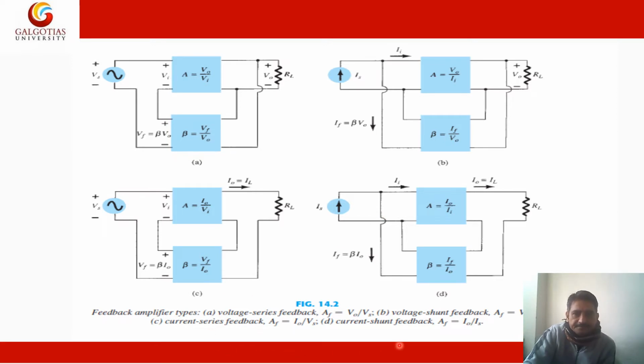Third one is the current series. We are taking the current at the output and providing the feedback at the input. Here the gain is I0 upon Vi, and here it is Vf upon I0. And the fourth one is the current shunt feedback. We are taking the current at the output and giving current as input to the feedback network. So: voltage series, voltage shunt, current series, and current shunt feedback networks.